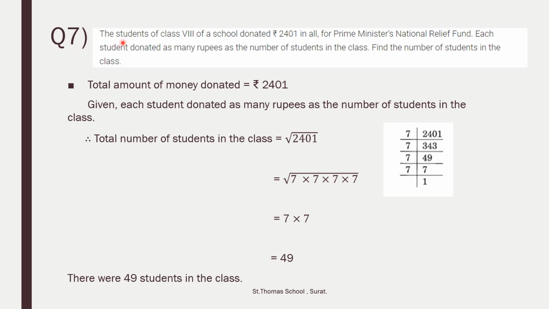Question number 7. The students of class 8 of a school donated rupees 2401 in all for Prime Minister's National Relief Fund. Each student donated as many rupees as the number of students in the class. Find the number of students in the class. Question is clear? Total amount of money donated, that is rupees 2401. And what is given here? Each student donated as many rupees as the number of students in the class.